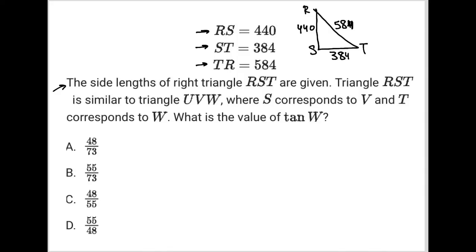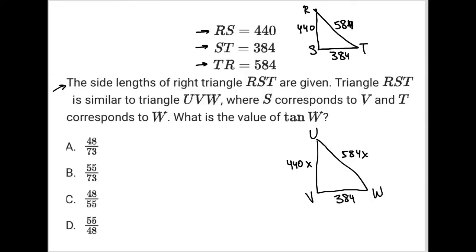Triangle RST is similar to triangle UVW. So I'll just draw another triangle down here in the same orientation. So R, then S, then T. So then U, then V, then W. And because it's similar, then I know that this is 440x, this is 584x, and this is 384x, right?